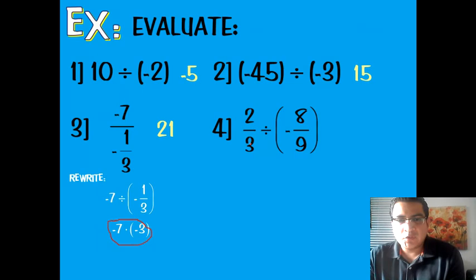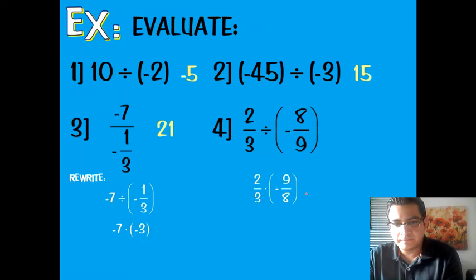Okay, for this one here, I have 2 over 3 divided by negative 8 over 9. So I don't need to do anything here. All I need to do is bring this down, 2 over 3. And then divided by the reciprocal of this, which will be 9 over 8. And just put the negative there. So 2 over 3 times, so this here would change to multiplication, and then times negative 9 over 8. And then just multiply straight across. 2 times 9 is 18, and 3 times 8 is 24.